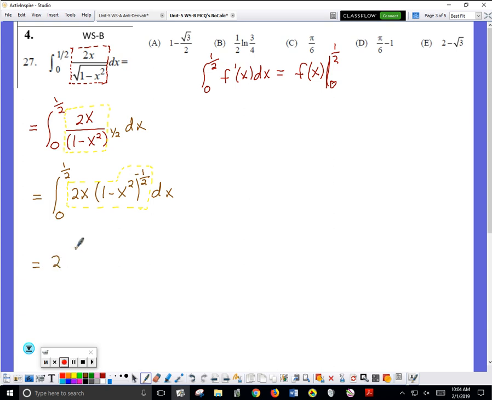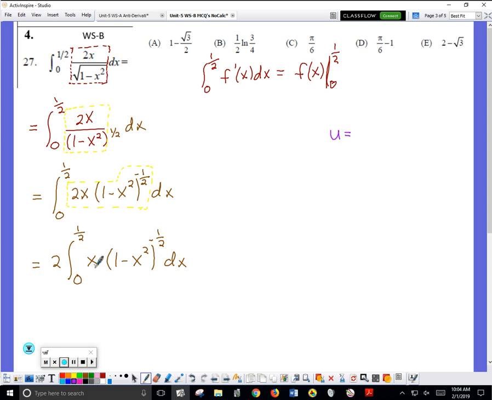So I have 2, integrated from 0 to 1/2. One of the functions is x. The other of the two multiplying functions is 1 minus x squared raised to the negative 1/2. So the next step in U substitution is to come over to this side of the paper and select my two values that U could be.